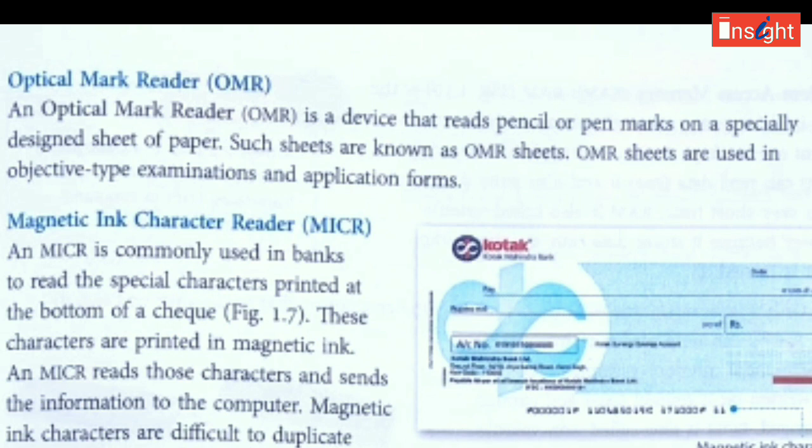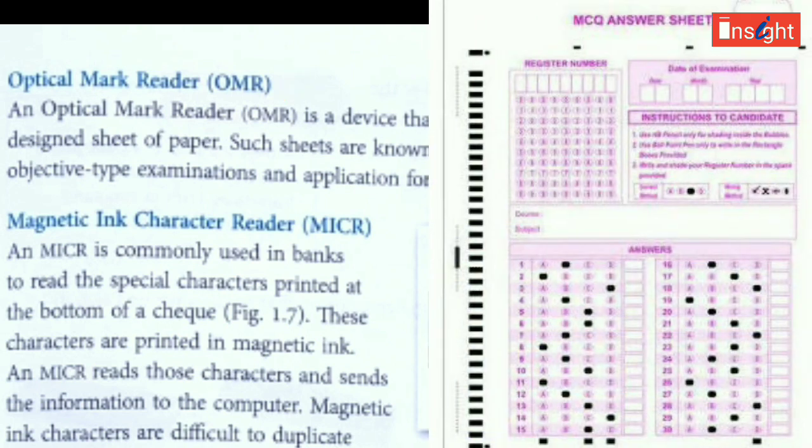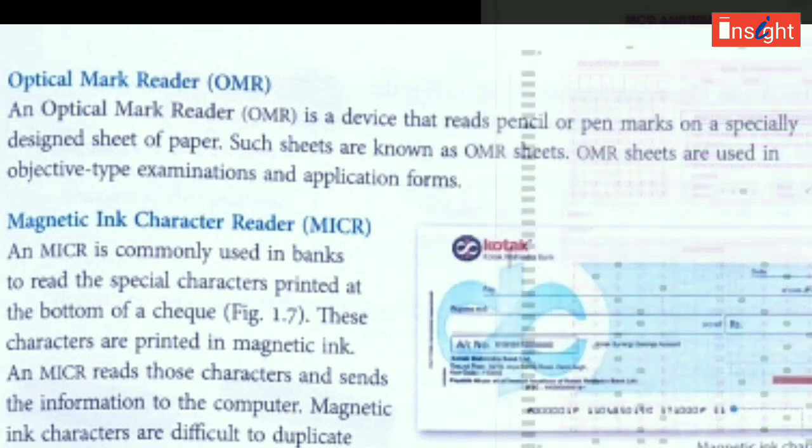Now we'll discuss optical mark reader, OMR. This device reads pencil or pen marks on a specially designed sheet of paper. Such sheets are known as OMR sheets. OMR sheets are used in objective type examinations, also to fill application forms. Generally in an OMR sheet, we darken the circle with the help of a pencil or pen, and that OMR sheet is read by the optical mark reader.